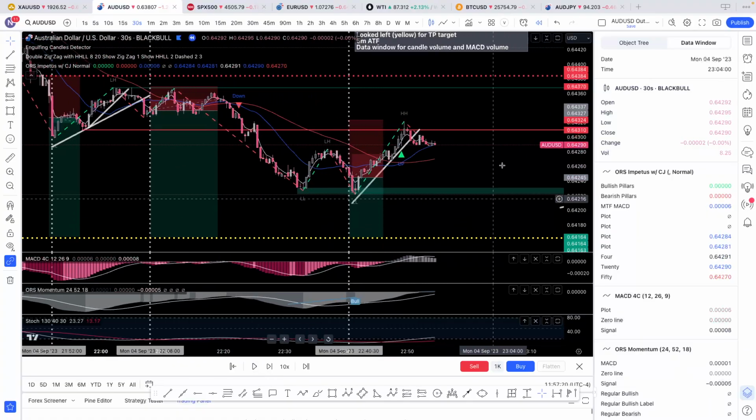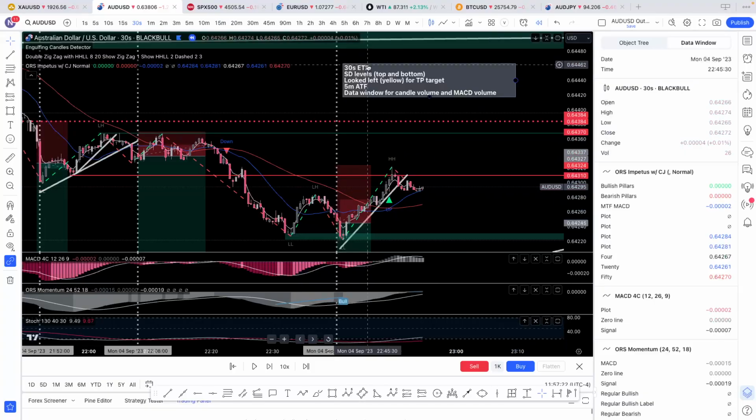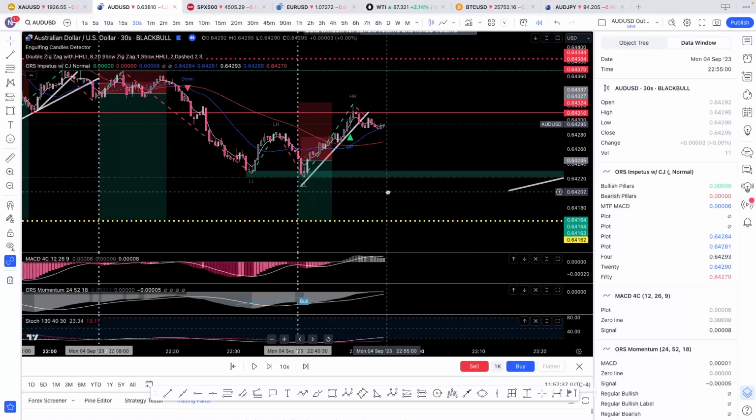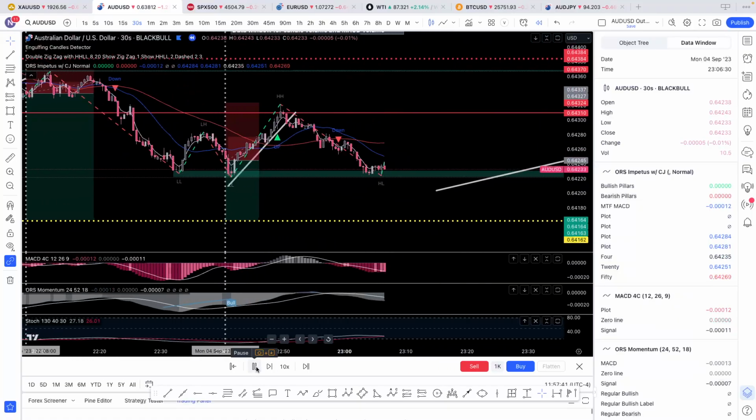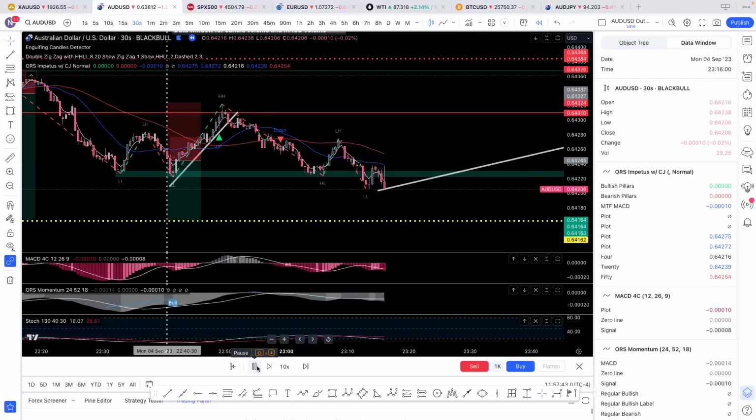And then let me make sure, let me check my notes. So 30-second entry, side of play, supply demand levels. I looked left for the yellow take profit, 5-minute analysis time frame, and then the data window. Yeah, so I also math this right here. All right, so I got all that stuff covered. So price is continuing to play out.